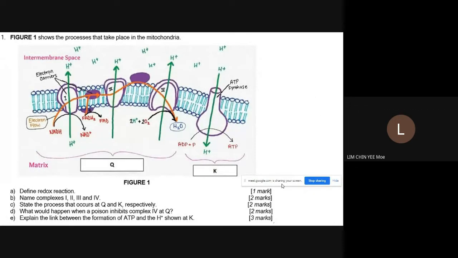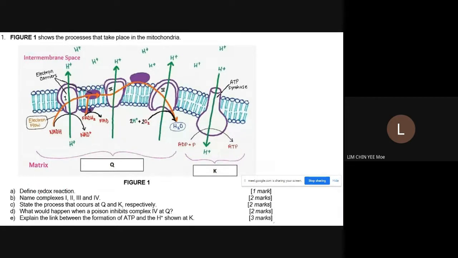Dalam past year, kalau you perasan, tak pernah pun keluar ETC, tak pernah keluar oxidative phosphorylation dalam structure. What if they have it in structured question? So I just give you this one as an example. Biasanya dia keluar dalam essay, tapi mana tahu kalau dia keluar dalam structure, can you answer it? So let's try. First, define redox reaction.